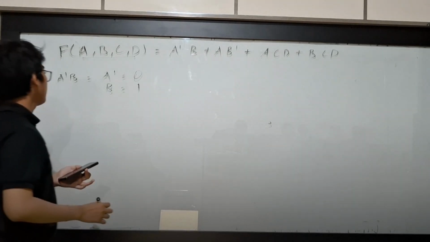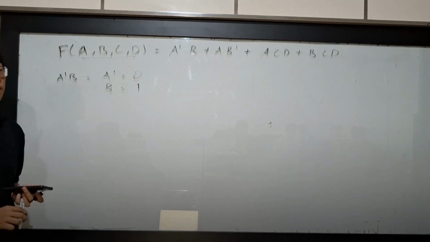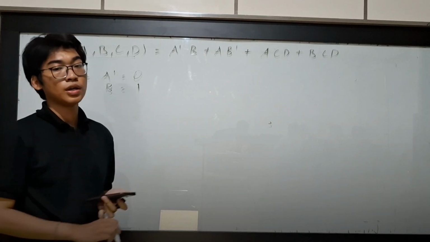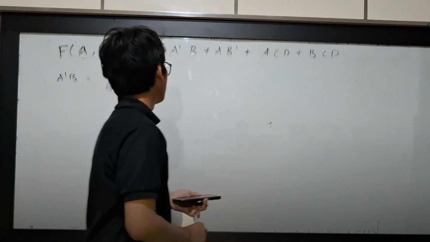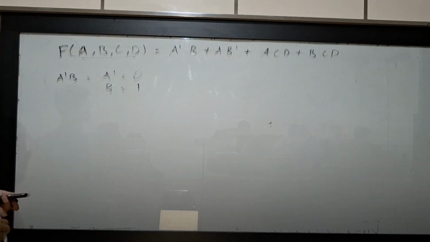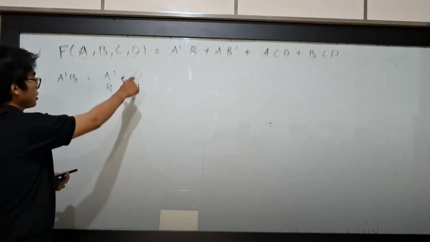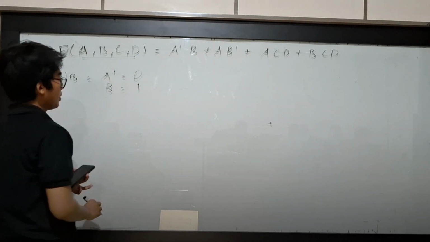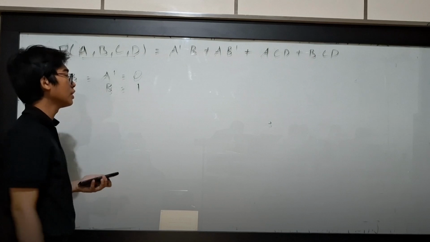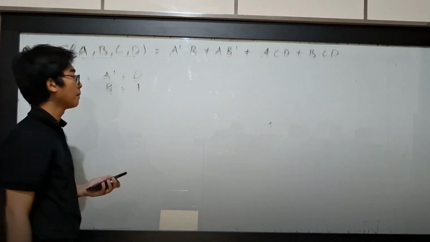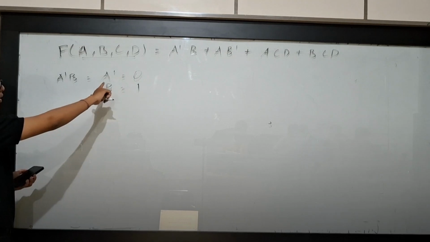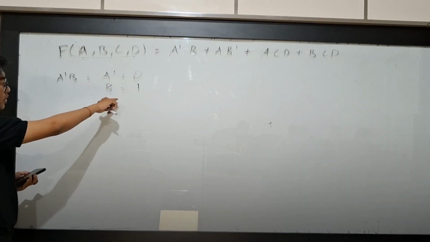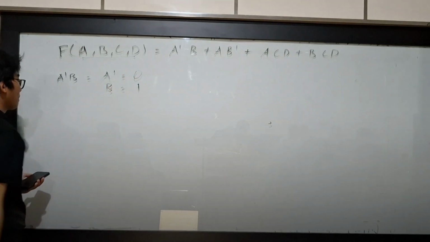Because in logic gates we must use Boolean. Boolean is like false and true, on and off, or like this, 0 and 1. Maybe 0 means off, and 1 means on. So A inverse times B means 0 and 1.